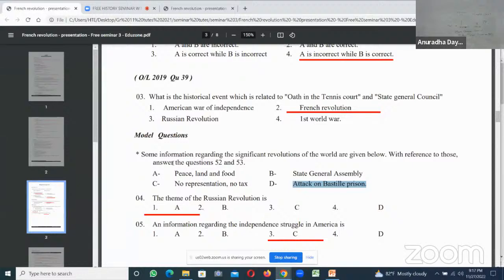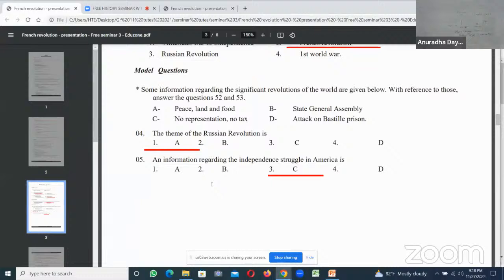Then, asking what is the theme of the Russian Revolution? We know A is the theme of the Russian Revolution: peace, land, and food. And for the independence struggle in America, we know the answer is C: no representation, no tax. Okay, those are some model questions.